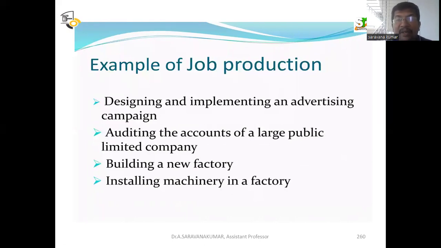So what are the examples of job production? Designing and implementing an advertising campaign. Auditing the accounts of a large public limited company. Building a new factory. Installing machinery in a factory. So these are the examples of the job production system.